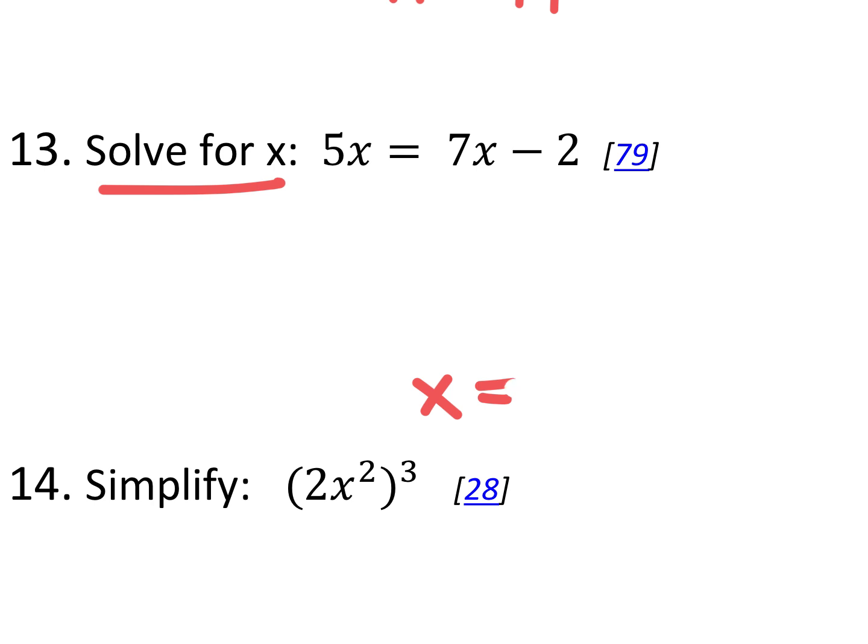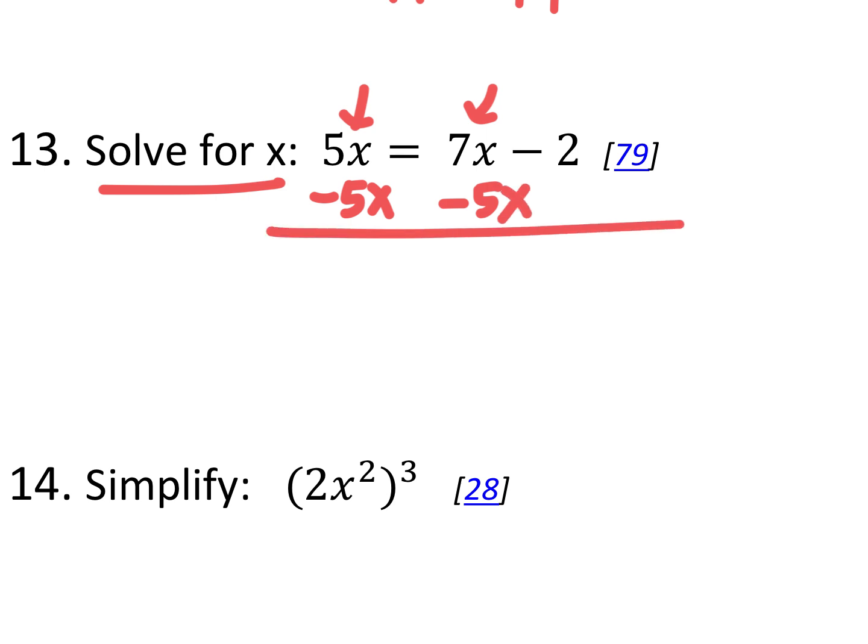Now there are two choices in what you do here, but most of you have been trained that you're supposed to get rid of the smaller of the two x's, the variables. Get rid of the smaller one. Get rid of meaning you take it away. So if I take away 5x from this side and take away 5x from that side, this usually freaks people out because there's nothing left.